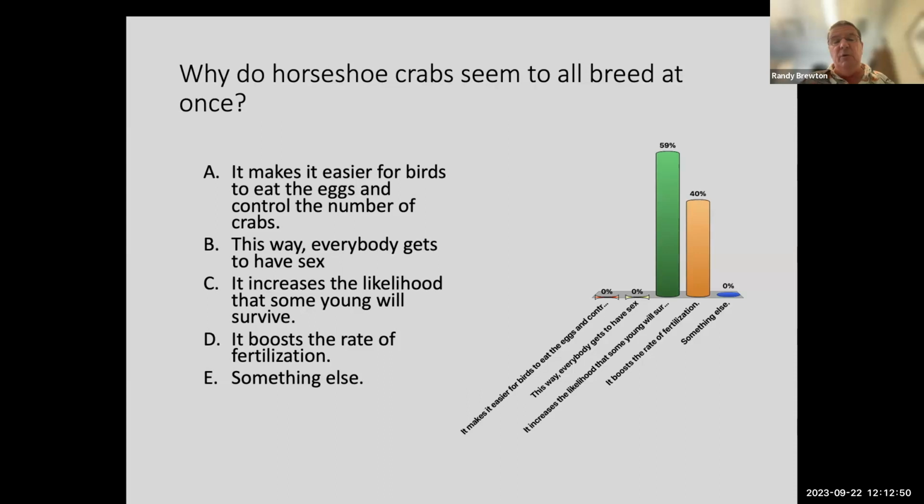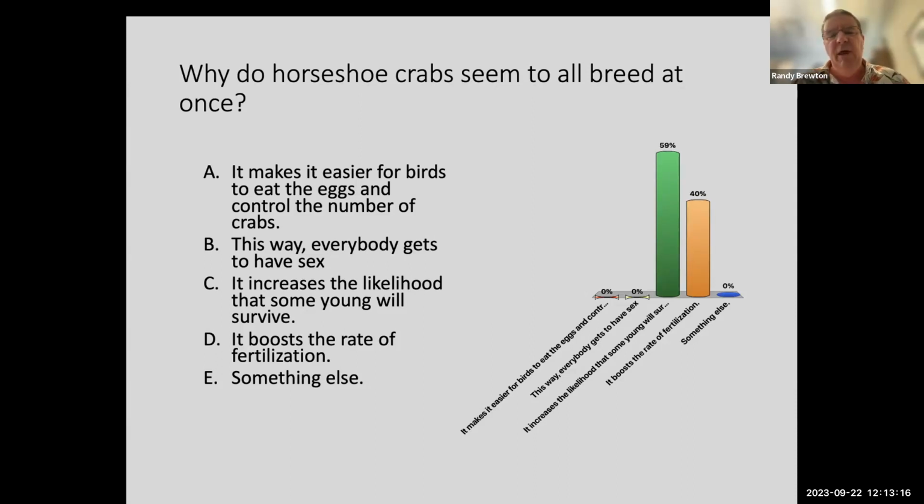And so in this case, what's going on is it boosts the rate of fertilization, because once the females release their eggs, there are going to be several males in the area that are releasing their sperm into the water. It's going to increase the rate of fertilization. But then having so many eggs fertilized at the same time increases the likelihood that at least a few of the young might somehow survive.